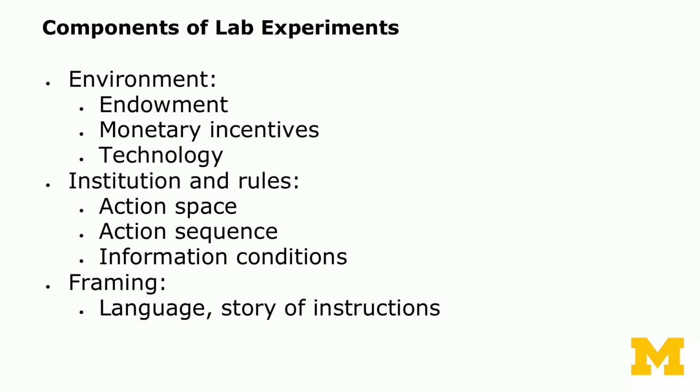deliver these different treatments. The second component is the institutions and rules. So everyone has an action space. That's the different options that you can choose from. There's a sequence that the action takes place, and there are information conditions. So these are what you're told about this game or this experiment. And the last part is the framing. We use natural language. This is the instructions, what you're told about the environment, the institutions, the rules, the other participants. So you will experience all of this in the auction experiment.